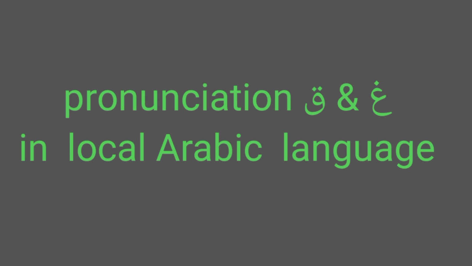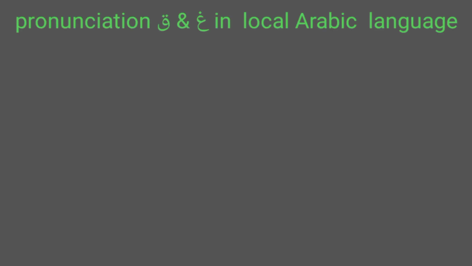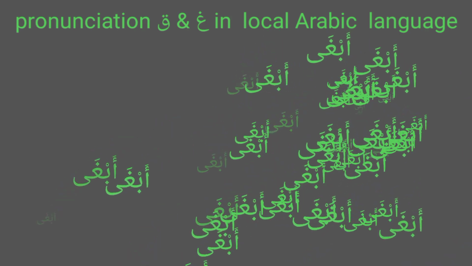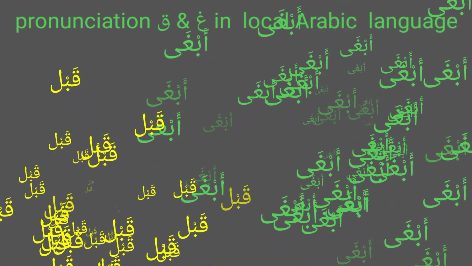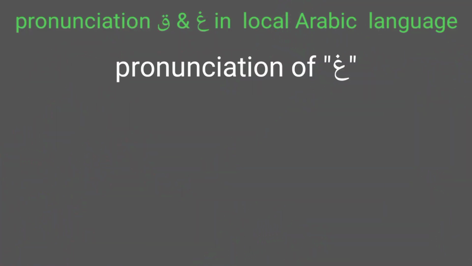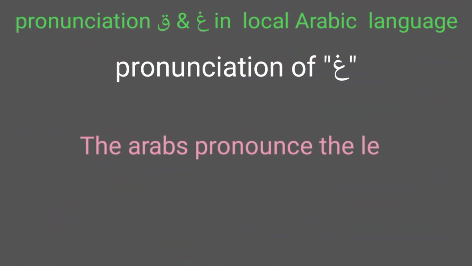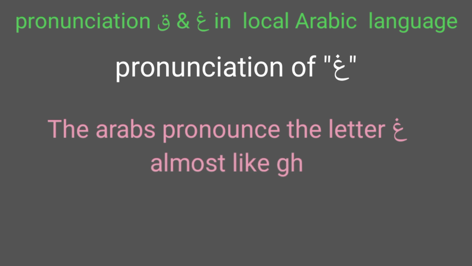Today in this video we will learn pronunciation of the letter Ghain and Qaf in local Arabic language. If you want to stay in Arab countries as an immigrant, you must learn the local Arabic language and local pronunciation for the communication. So let's get started. At first, we will learn the local pronunciation of the letter Ghain. The Arabs pronounce the letter Ghain almost like Gha, G-H, Ghain.